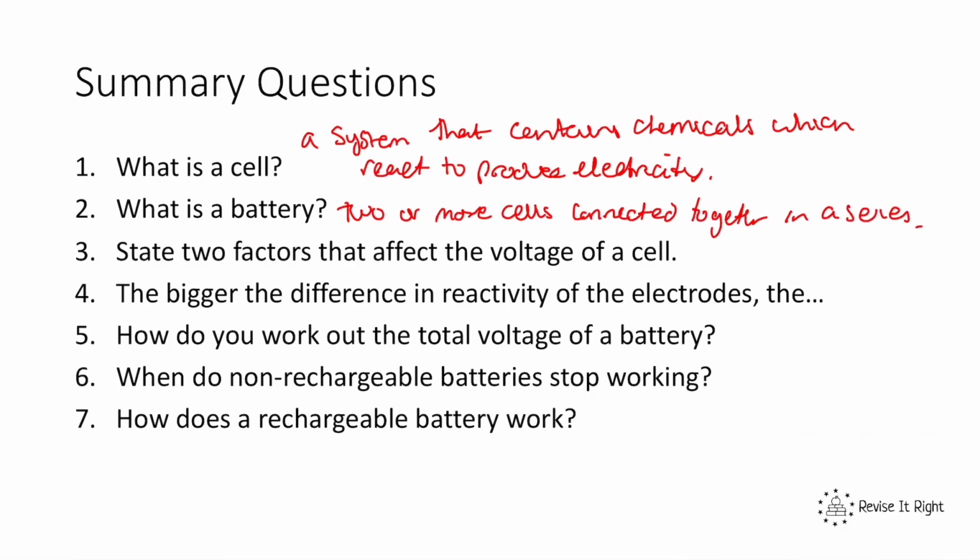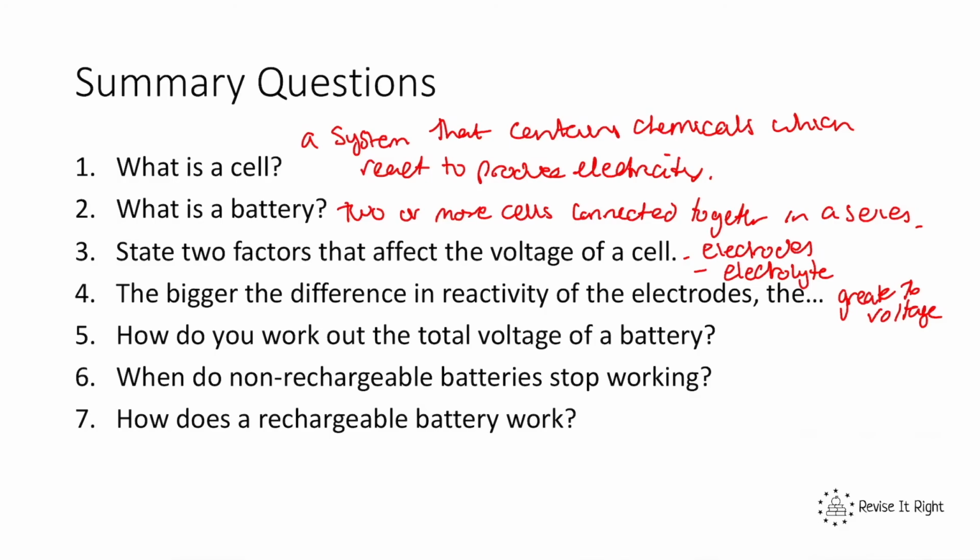Let's take 2 factors that affect the voltage of the cell. Well, you have the reactivity difference between the electrodes, so of course the electrodes you use, i.e. the reactivity difference between them, and also the concentration of ions in the electrolyte. Question 4, the bigger the difference in the reactivity of electrodes, the what? Well, we're going to say the greater the voltage. So the larger that difference in reactivity, the greater the voltage.